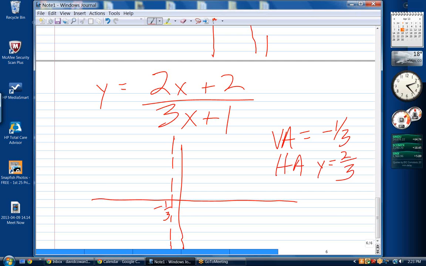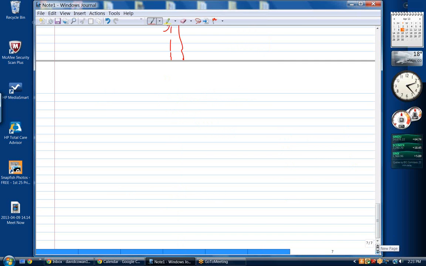Ratio of those coefficients. And again, you know your domain and range. All right, let's look at the next page. Okay, now it's asking us to graph the function. Let's just make sure we didn't miss anything.